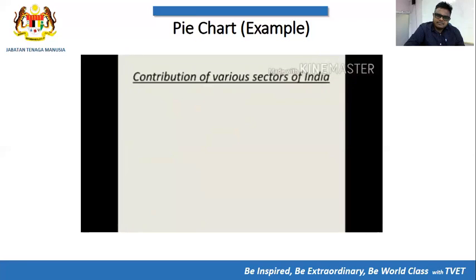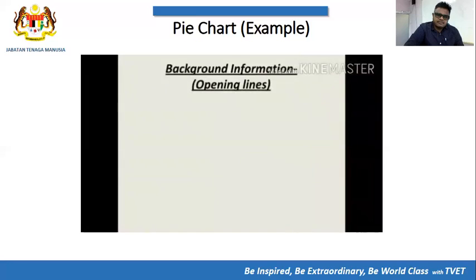And then you have to discuss the background information. Means whatever is there in the pie chart, you have to write, you have to cover all the points. And now here we need to focus on the contribution of various sectors of India. What we have seen, dear students, in the pie chart? We have seen the 2 pie charts, that is 2010, 2020. In the 2 pie charts, we have seen how the different sectors have contributed their growth or their reduction. That is what we are going to see in the above pie chart.